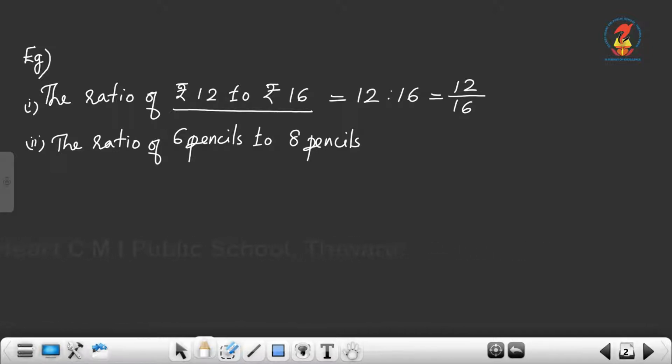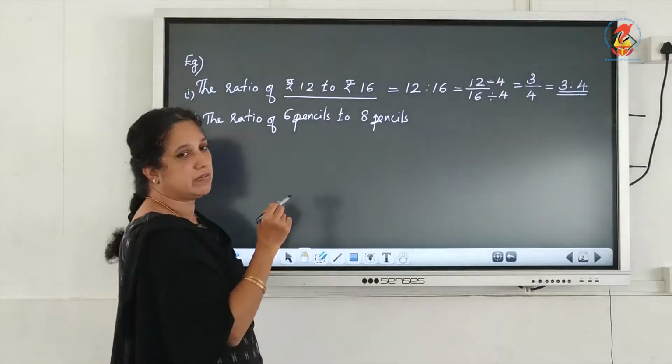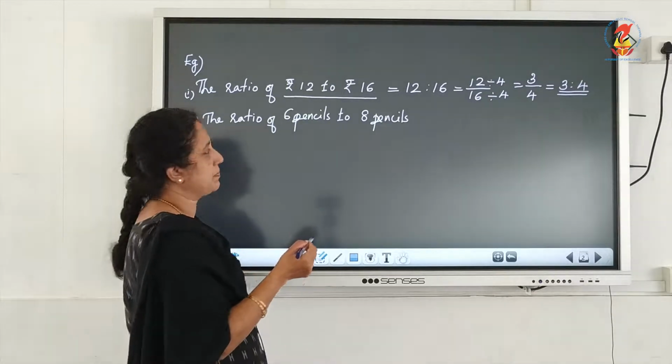For 12 and 16, the highest common factor is 4. So we can divide both numerator and denominator by 4. Then we will get 3 by 4. 3 by 4 we can write as 3 is to 4. So the ratio of rupees 12 to rupees 16 is 3 is to 4.